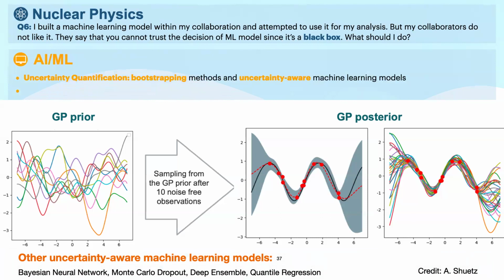So basically, when you are using a Gaussian process to perform, for example, a regression task, at every single point of your function, it's going to give you a value that comes with an uncertainty that follows a Gaussian distribution. This is what we call an uncertainty-aware machine learning model that would naturally give you uncertainty after training. This is only one of the examples, and we have some other uncertainty-aware machine learning models, including the Bayesian neural network, Monte Carlo dropout, deep ensemble, and quantile regression, which I do not have time to go through today.